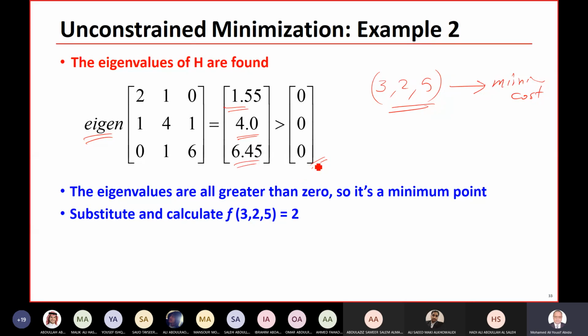How much is the minimum cost? Well, the cost at 3, 2, 5. Can you calculate it? We said that this is the solution that gives you the minimum cost. Now we want to find out what the minimum cost is.